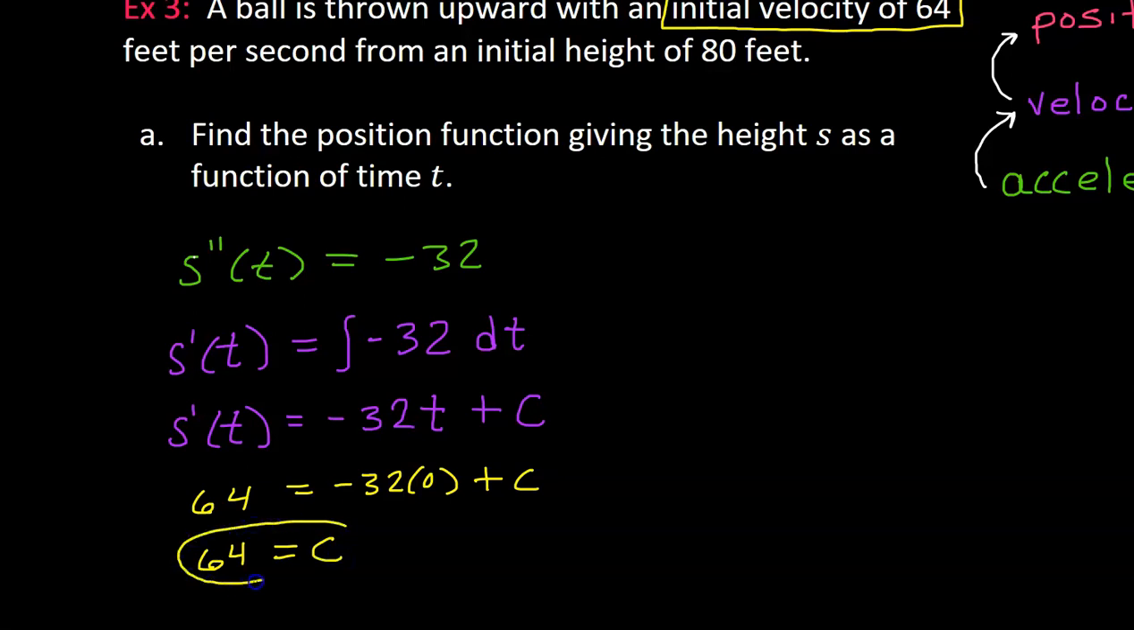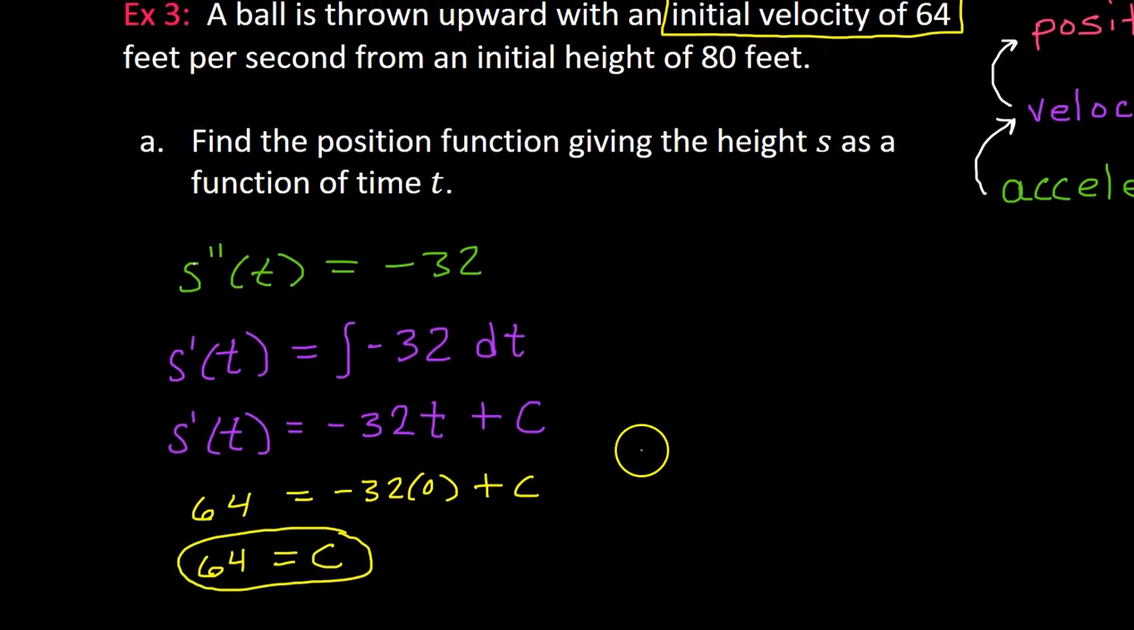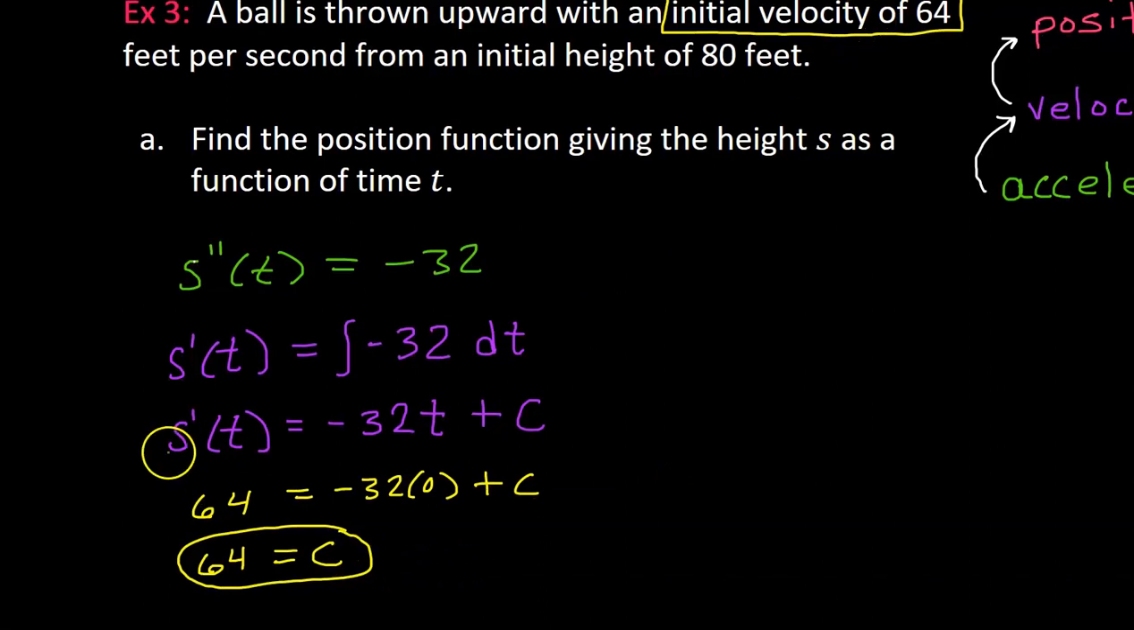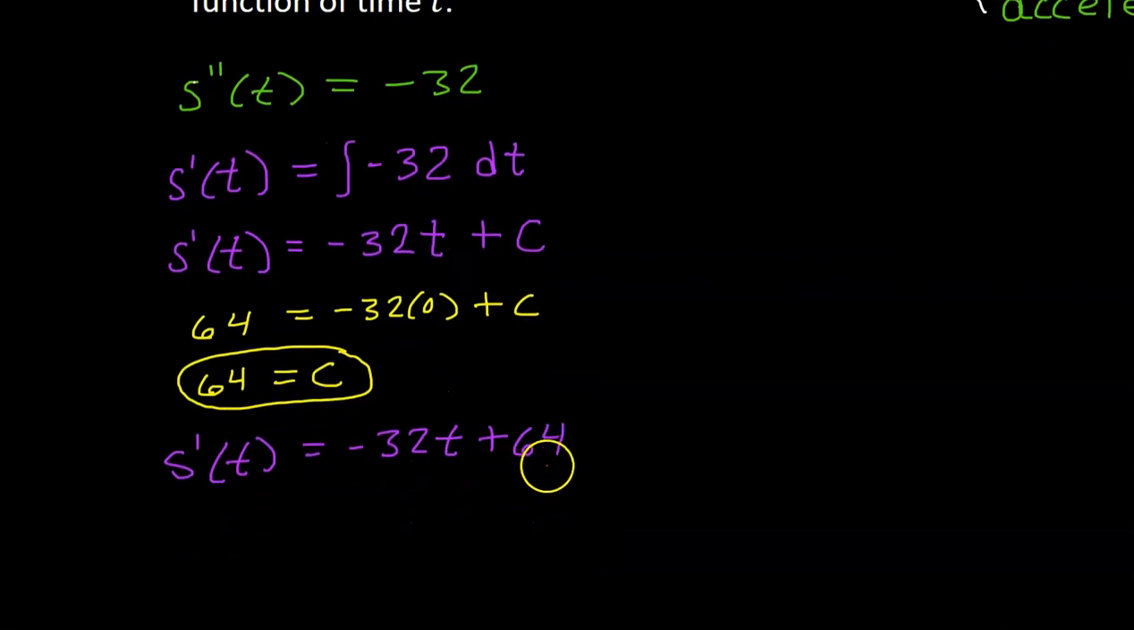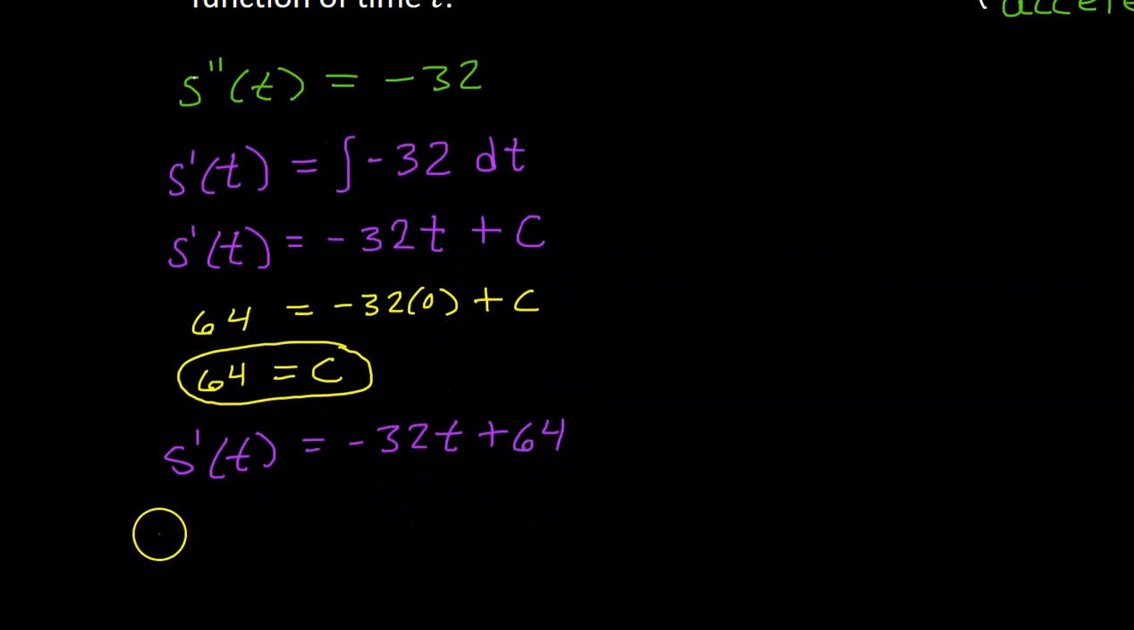Now we have found the constant of integration that matches these initial conditions. This will give us a particular solution. Substituting back in, we have the velocity as a function of time is negative 32t plus 64. But let's not forget, our goal is to find the position function. Position will be the integral of this velocity function.